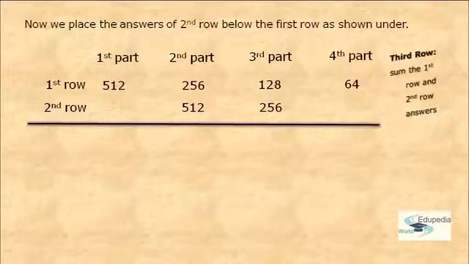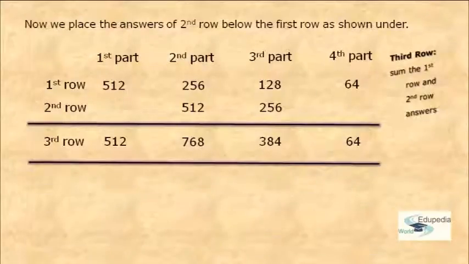So here in the third row, we have to sum up all the first row and the second row answers. We are going to add all the answers we have got. In the fourth part, we don't have any digits to add, so I am just going to write this answer as it is, 64. In the third part, we have two numbers, 128 and 256. By adding these two, we will get 384. In the second part, we have 256 and 512. By adding these two, we will get 768. And in the first part, we don't have any other numbers to add, so we write this 512 as it is. And now let us place one more horizontal bar like this.